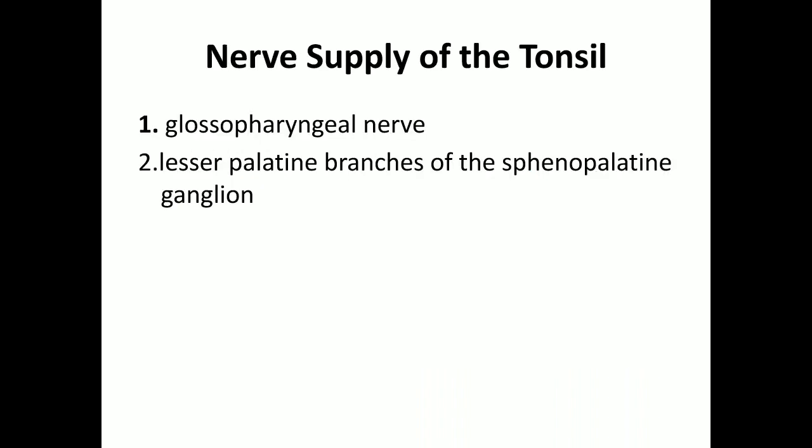Now the nerve supply of the tonsil, it is from the glossopharyngeal nerve and the lesser palatine nerve. Lesser palatine nerve, that is a branch of sphenopalatine ganglia.